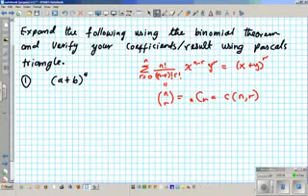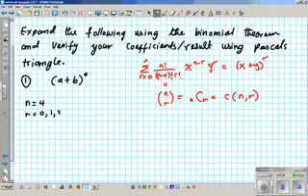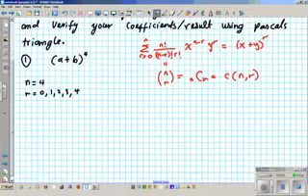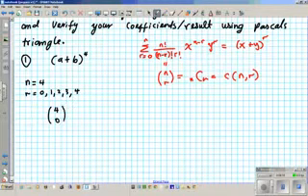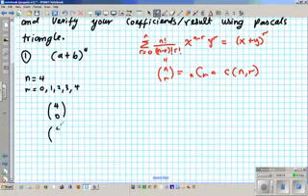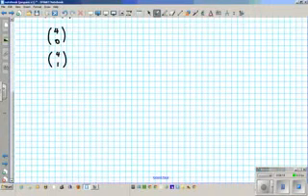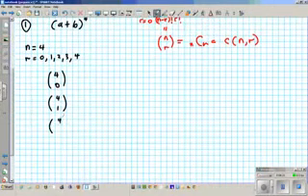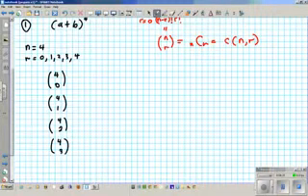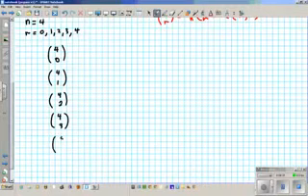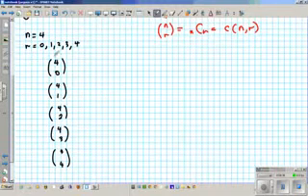In this problem, you need to remember that n is 4, and r is going to go 0, 1, 2, 3, all the way to 4. So let's set up the coefficients first, using this notation. The first term is 4 choose 0, because n is always 4 and never changes. Next is 4 choose 1, then 4 choose 2, then 4 choose 3, and last but not least, 4 choose 4. You end when they're the same. Remember, r starts from 0 and goes all the way to 4.